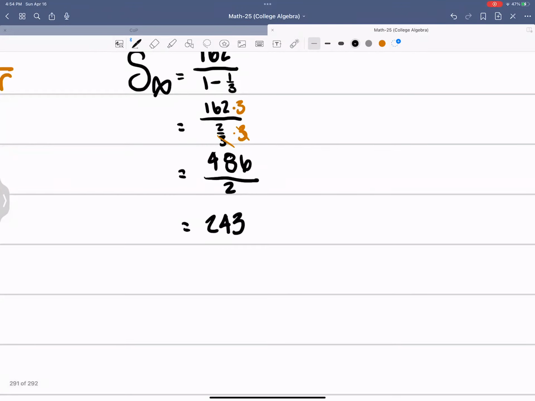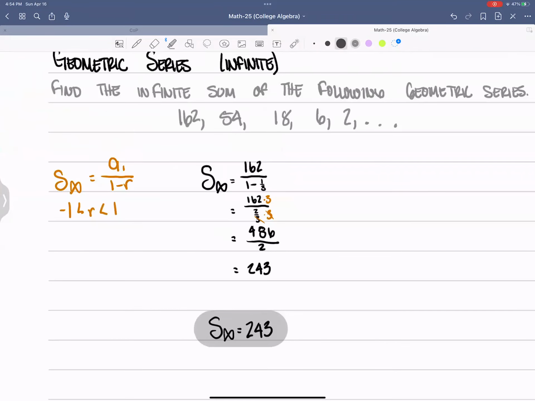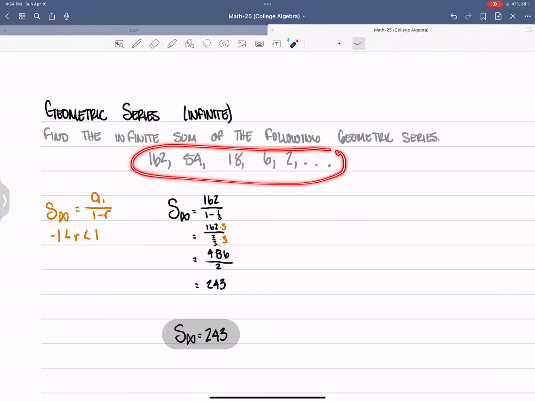And that's it. We would say that our infinite sum for this geometric series is 243, meaning if we were to add every single one of the values up in this infinite sequence, we would get this right here. And I know it doesn't seem true. We could actually prove it with the following video if we set it up properly.